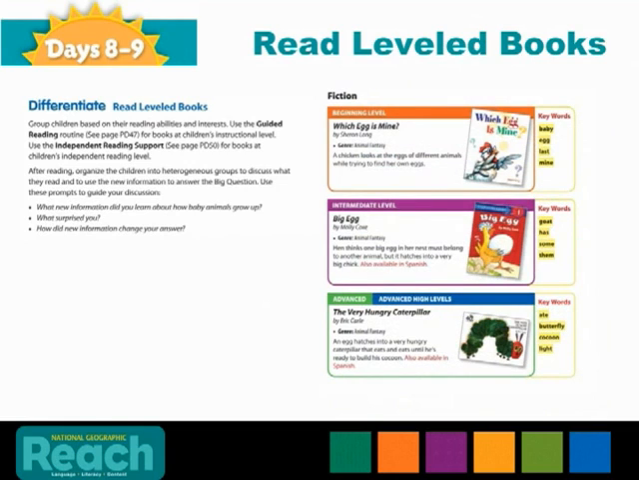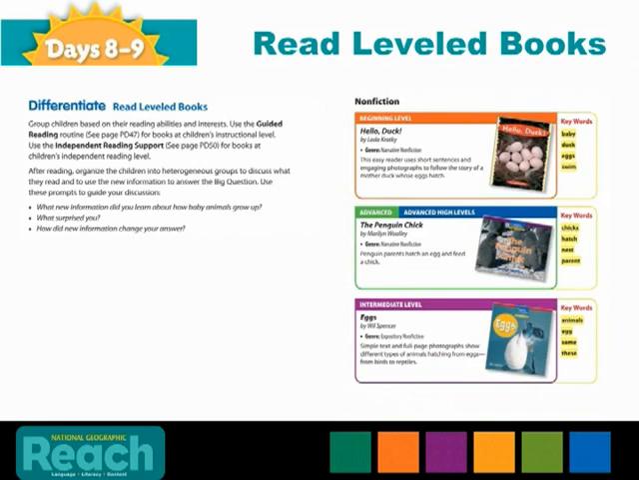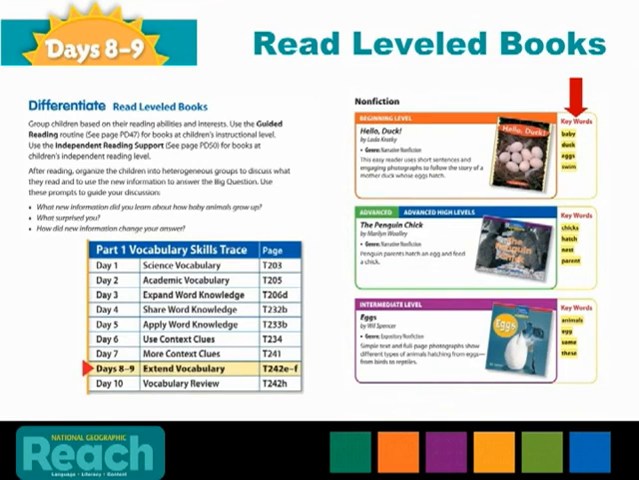Remember, there are 6 leveled books per part. There are 3 fiction and 3 nonfiction. For all of the leveled readers, key vocabulary words have been selected, and this is where students extend their vocabulary as seen in the vocabulary skills trace.